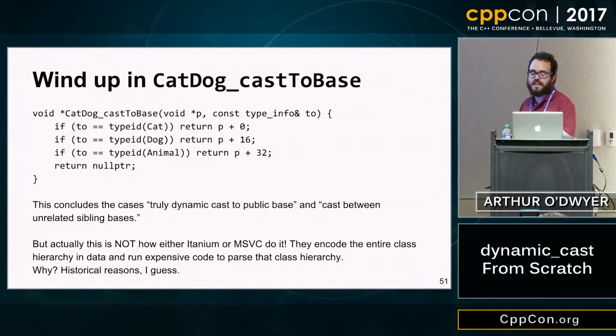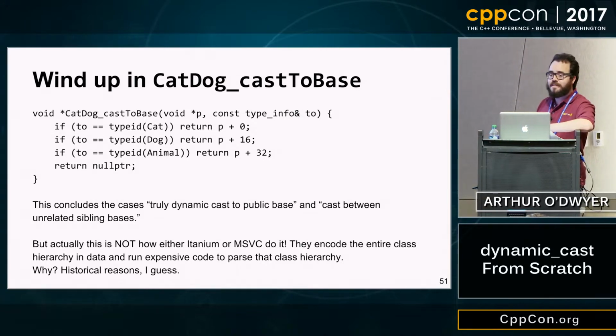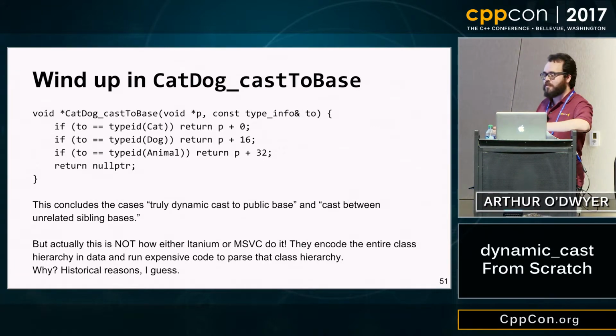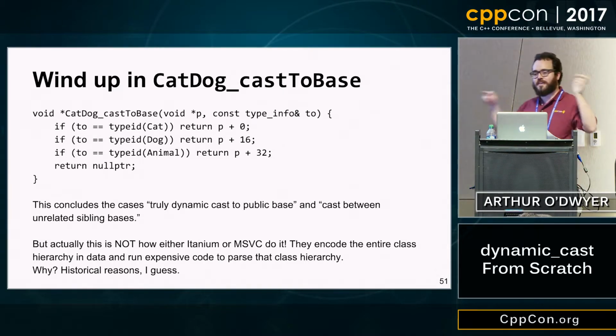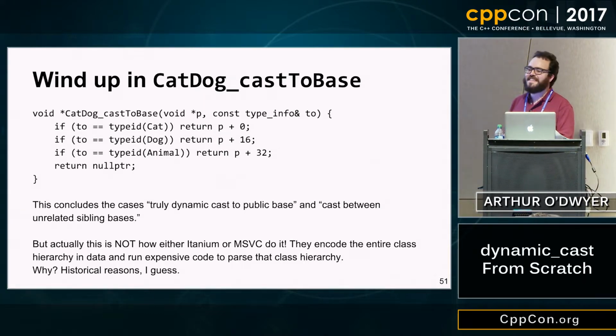But actually, this is not how either Itanium or MSVC do it. They don't just write this little function. They actually generate data, read-only data, that represents the entire class hierarchy. And when they want to know if one thing is another thing, they will do a graph algorithm. They will do some Dijkstra's algorithm and stuff to try to figure out if there's a path from A to B. And they get it wrong, and there are bugs. You won't run into those bugs in practice, but I will file those bugs.